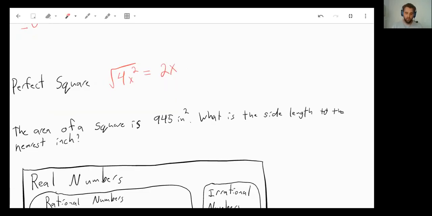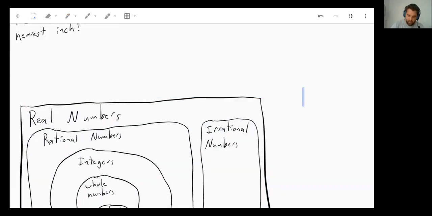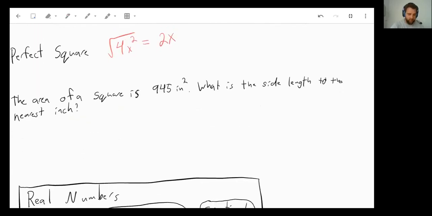Oh, whoops, this got condensed a little bit closer than I meant it to. So let me shift that down. There we go. So the area of a square is 945 inches squared. What's the side length to the nearest inch? Well, for that, all you have to do is take 945 and take the square root of that. And actually, I'll show you that on your calculator, because if you're not familiar with your graphing calculator yet, you might not know how to do the square root.